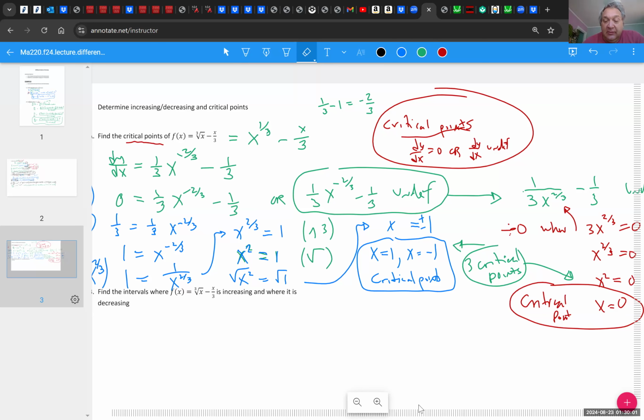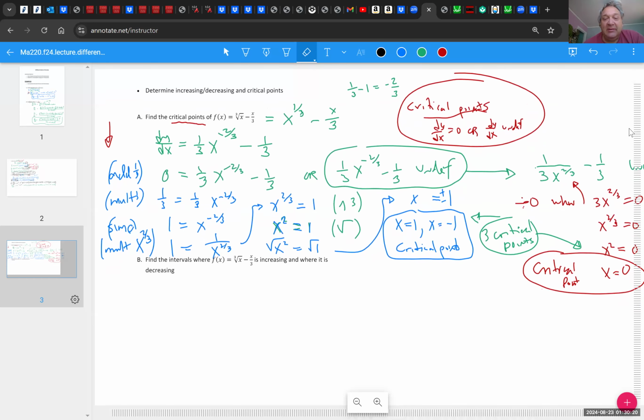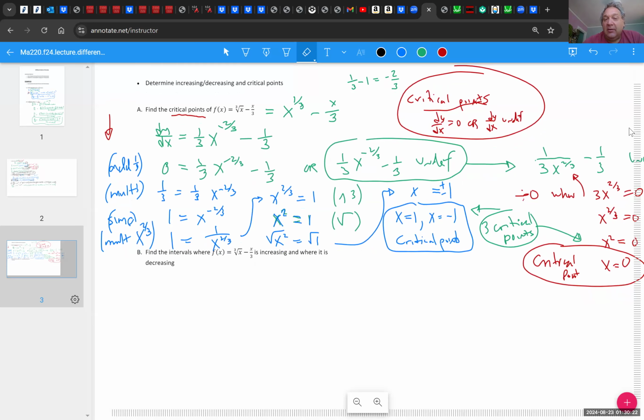And the answer to this first question, part A, on determining decreasing, and critical points. All right, so I mentioned before critical points, very, very useful for finding things. So what do they help us find? Well, they help us find all kinds of things, including where the function's increasing and decreasing.